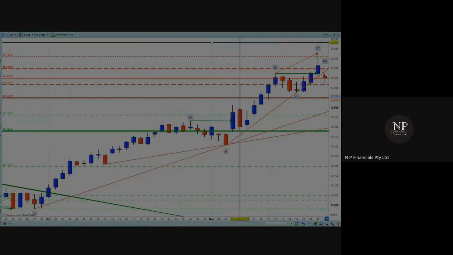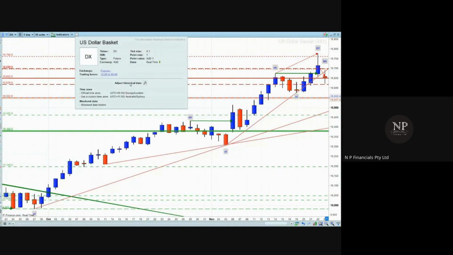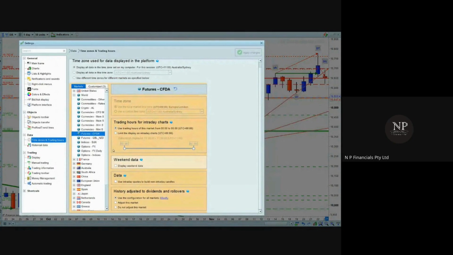That's what we do. For those of you who are starters, beginners, go to the information, then go to trading hours, and then take this out, display weekend data. We don't like this Sunday bar.